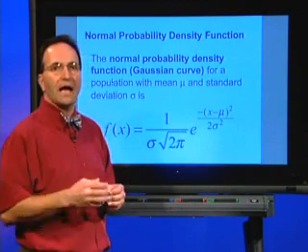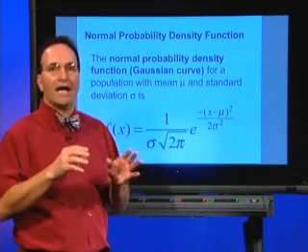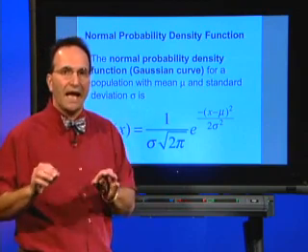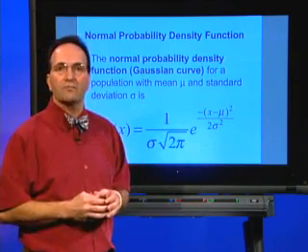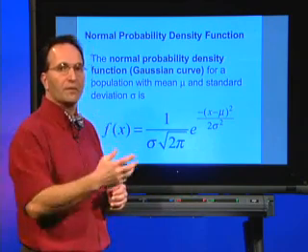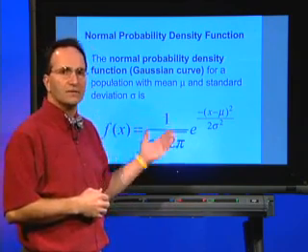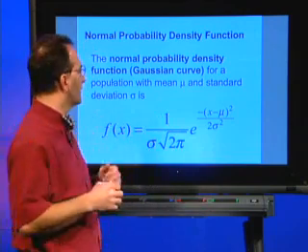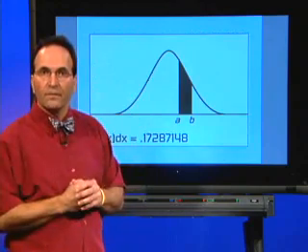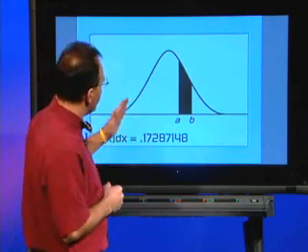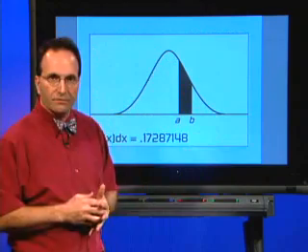The symbols on the calculator will probably be x bar and s because they do not have those Greek letters labeled on there. Once you have the numbers, you can find the curve by using that formula, which was discovered by Carl Friedrich Gauss. Let me show you now the curve itself. And this is the normal bell-shaped curve.